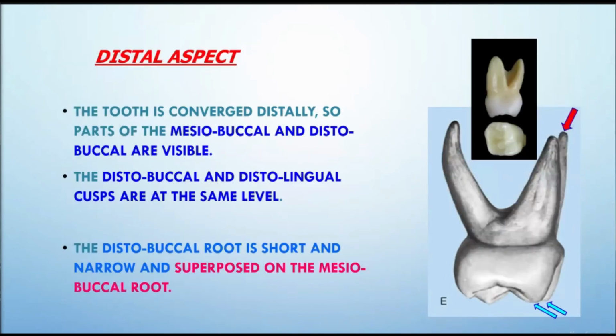The distal aspect, the tooth is converged distally. Distal convergency, lingual convergence. So parts of the mesiobuccal and distobuccal are also visible from this side. The distobuccal and the distolingual cusp are at the same level. The distobuccal root is shorter and narrower and superimposed on the mesiobuccal root. Mesiobuccal can be seen from behind.